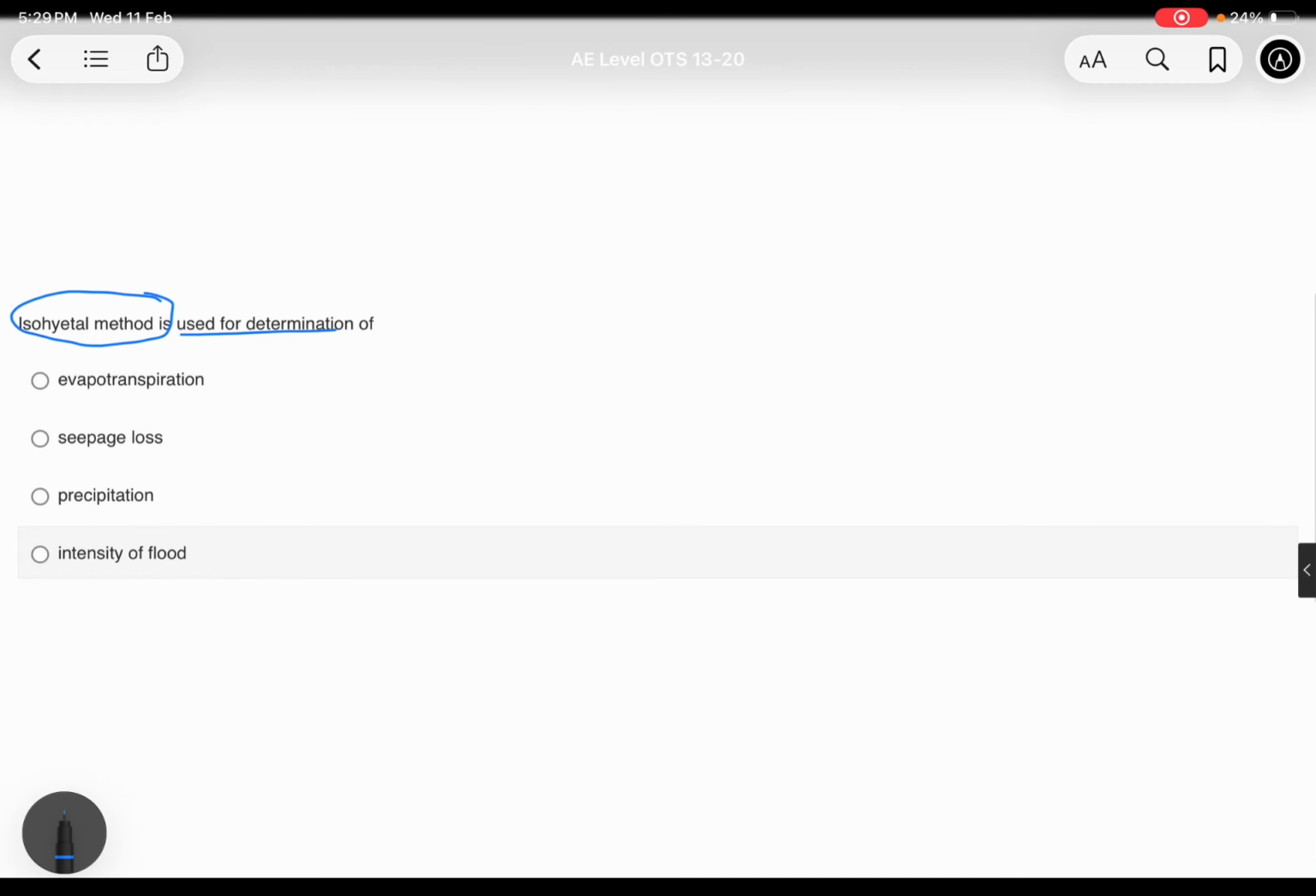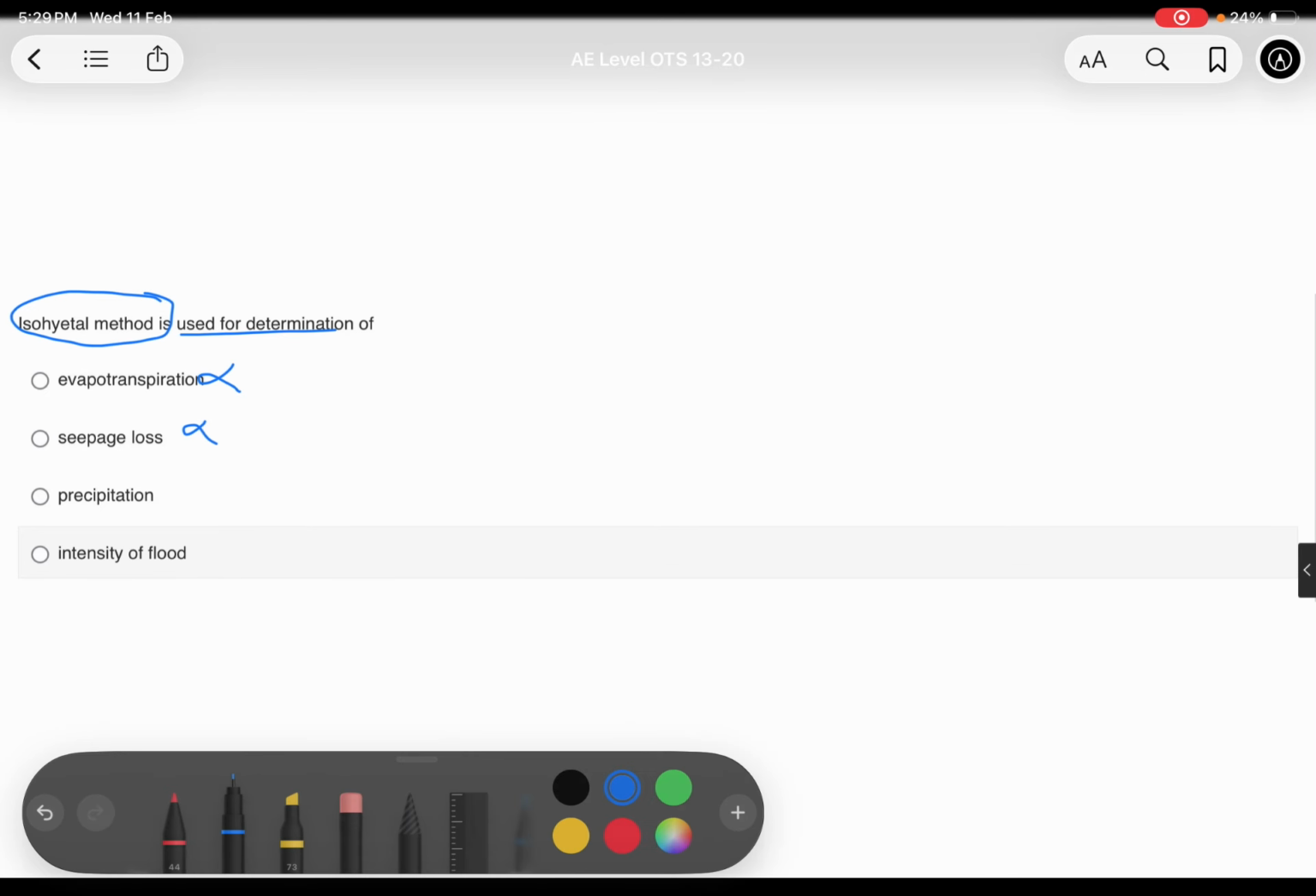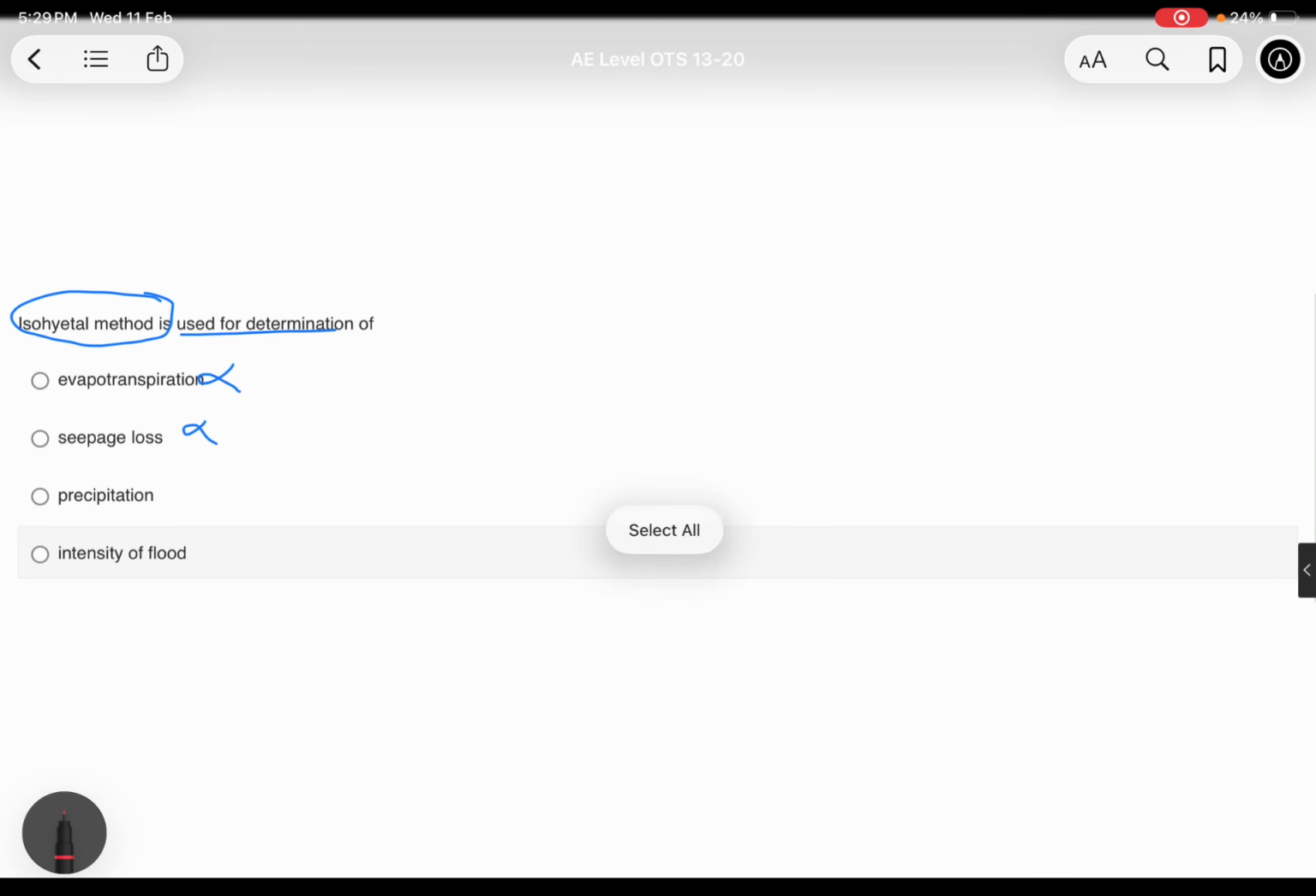The isohyetal method is used to determine evaporation, evapotranspiration, seepage loss, precipitation and intensity of flood. The isohyetal method is used for the precipitation.